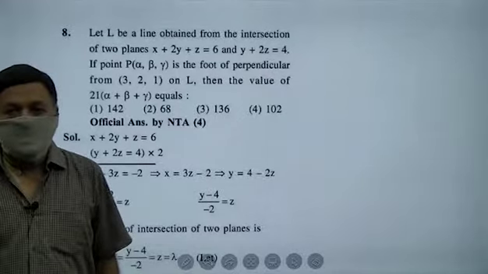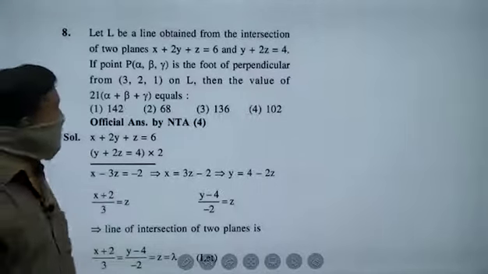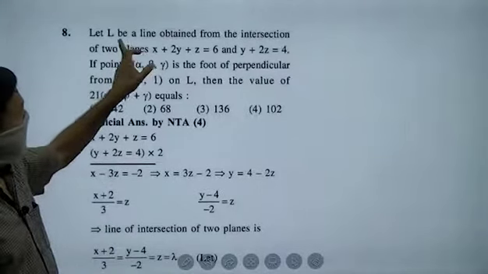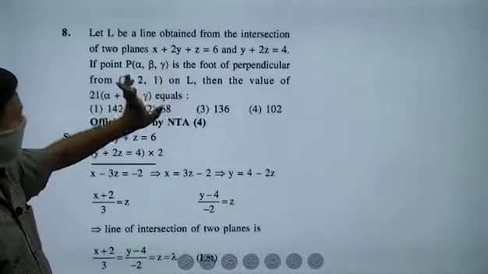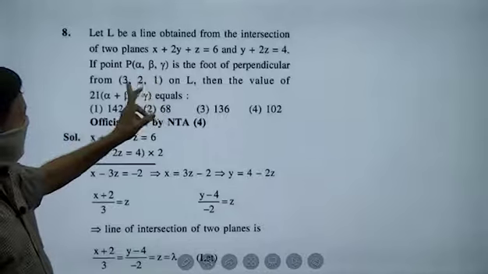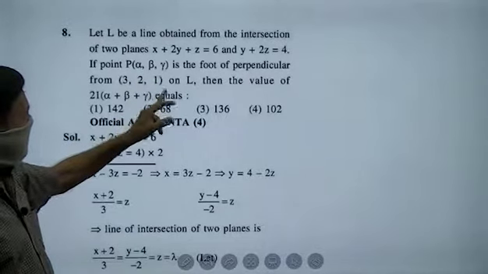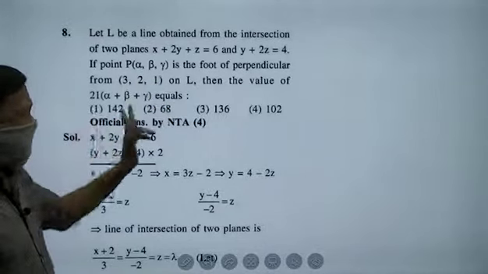Yes, understood? Now listen to me. Here, a line is obtained by intersection of these two planes. Alpha, beta, gamma is the foot of the perpendicular from 3, 2, 1 onto this line. What is the value of this?